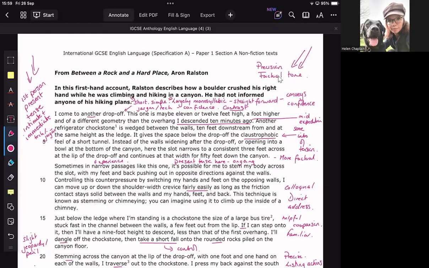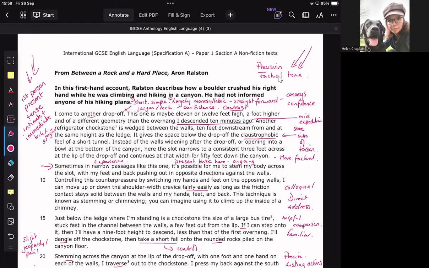Now, he talks about the lip of the drop-off. It continues for 50 feet down the canyon. It's very objective. It's very factual. It's not saying how dangerous it is. And you might argue that his tone here and his approach echoes his mindset at the time, that he didn't actually have any idea there was going to be such a catastrophic event about to take place.